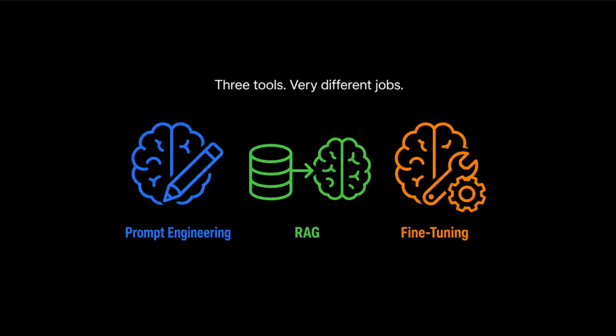Let's start with the mental model. Think of these as three different tools in your LLM toolbox. Prompt engineering is about how you talk to the model, RAG is about what information you give it, fine tuning is about who the model becomes. That's the North Star, and everything else flows from this.